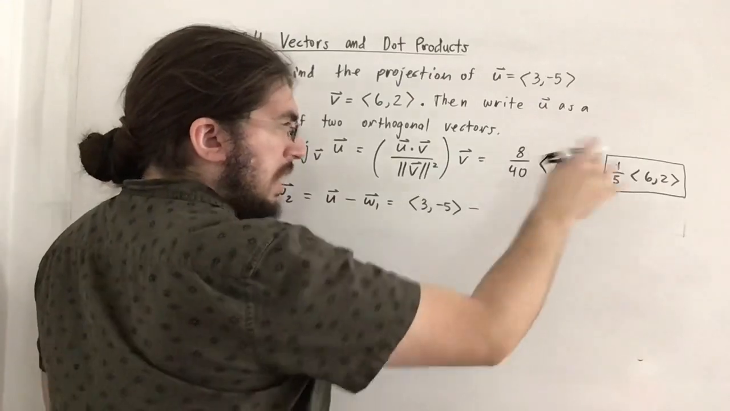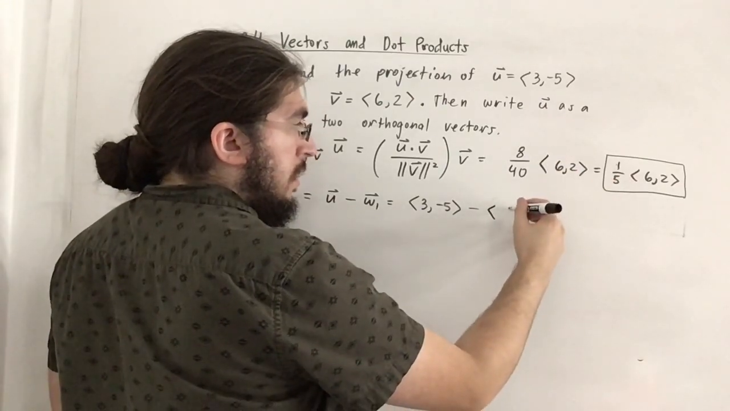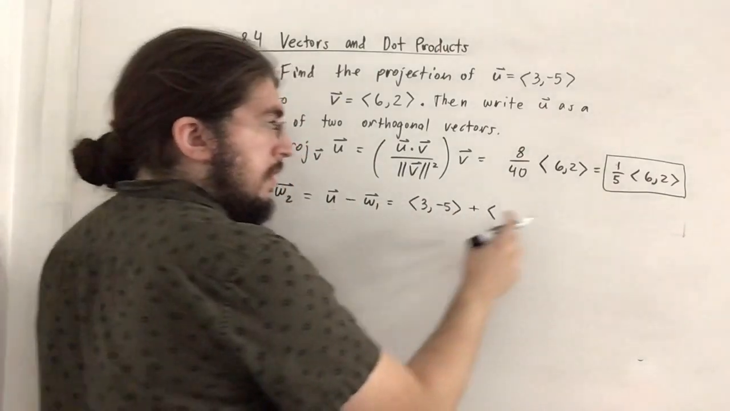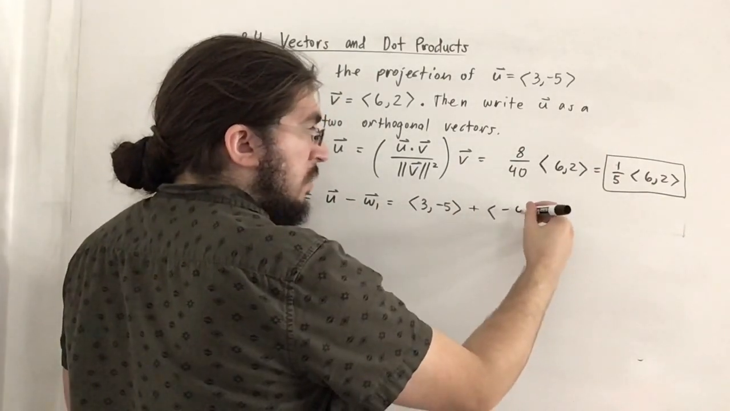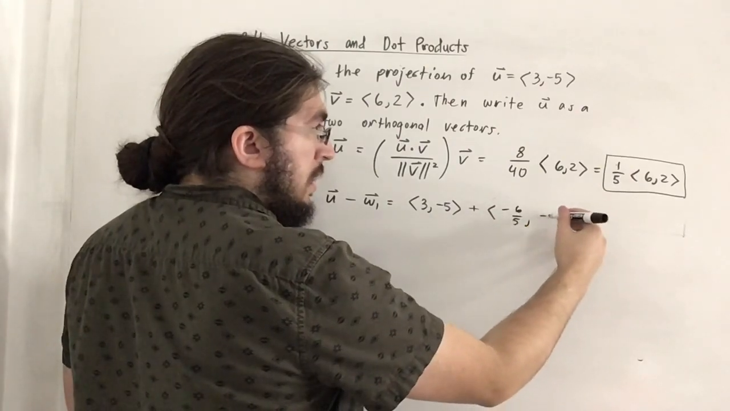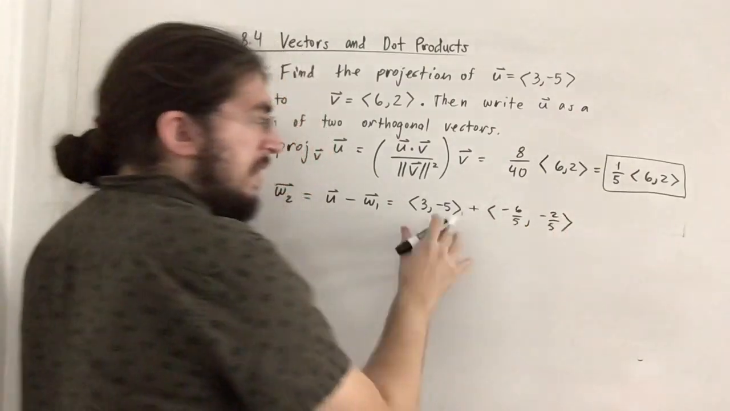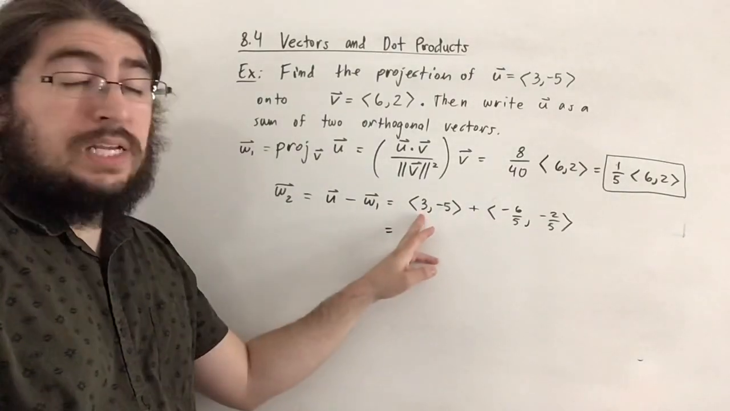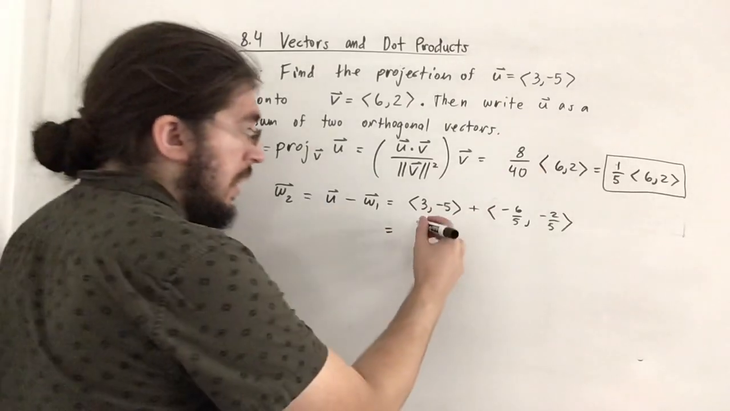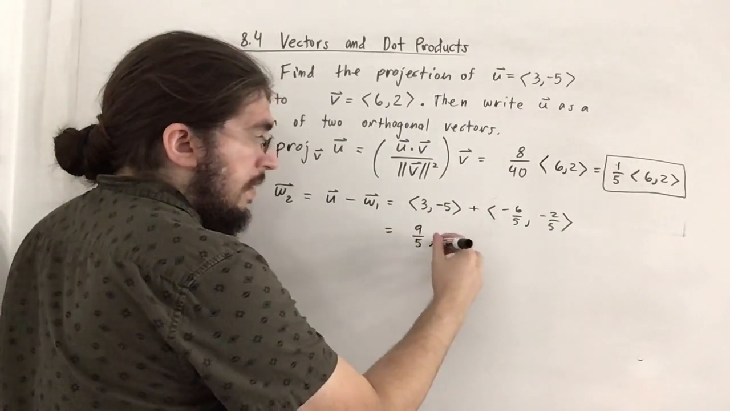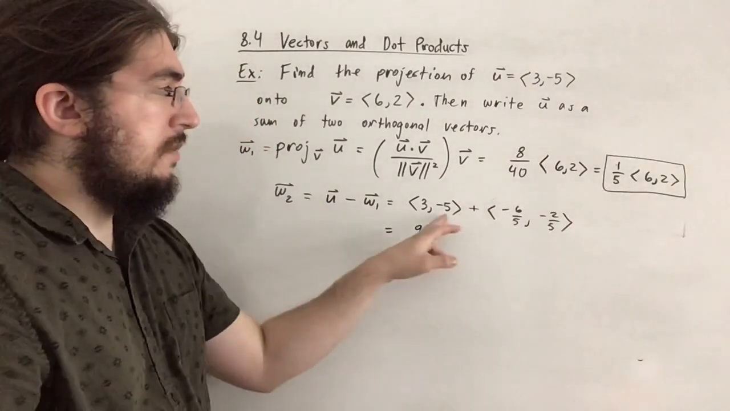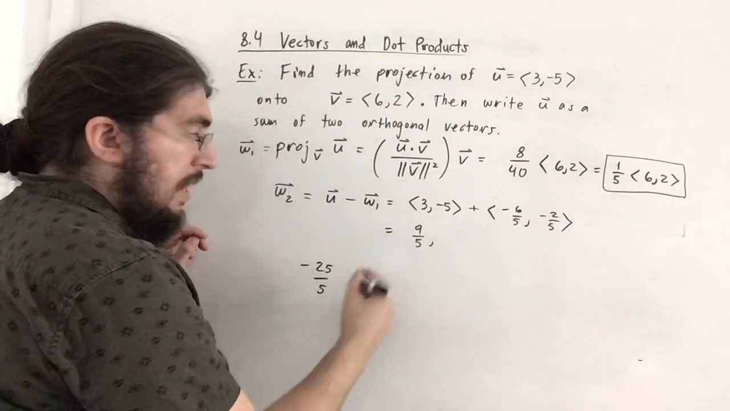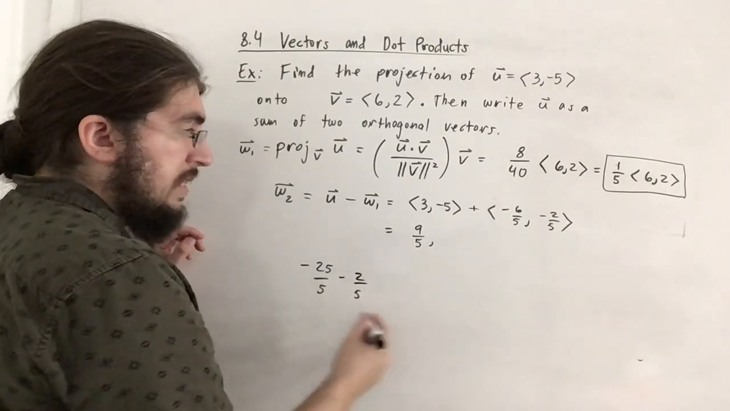6, 2, but I'll actually scale it in here. Let me scale in the negative 1/5, because the minus from here we'll consider as negative 1/5. So we get negative 6 over 5, comma, negative 2 over 5. And now finally adding these two vectors gives us 3 minus 6 over 5. 3 is 15 over 5. 15 minus 6 is 9 over 5. Comma, when you add these together, negative 25 over 5 is the same as negative 5. And then minus 2 over 5 will give us negative 27 over 5.